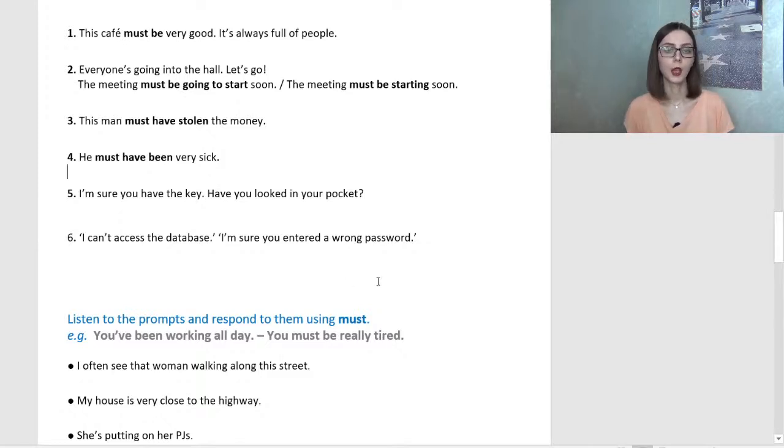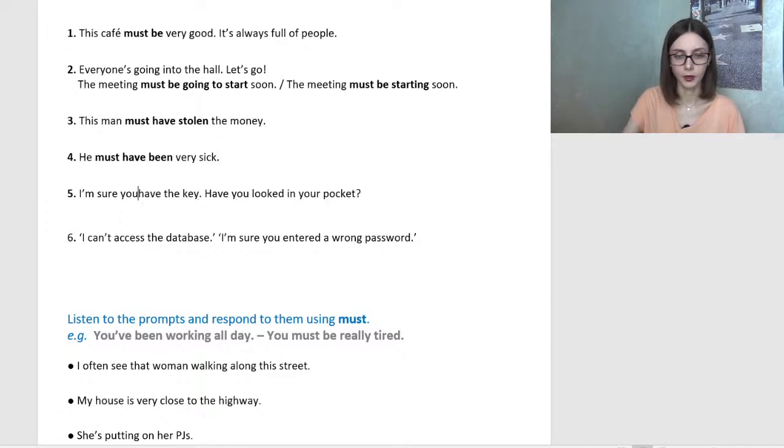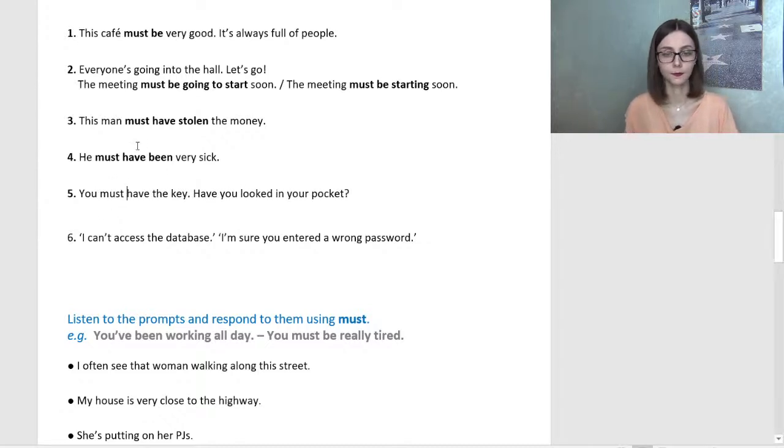Okay, number 5. I'm sure you have the key. Have you looked in your pocket? How can we paraphrase I'm sure you have the key? Very easy. So you would just say you must have the key, that's it. You must have the key. Have you looked in your pocket? So here we cannot contract it, so you must have the key.